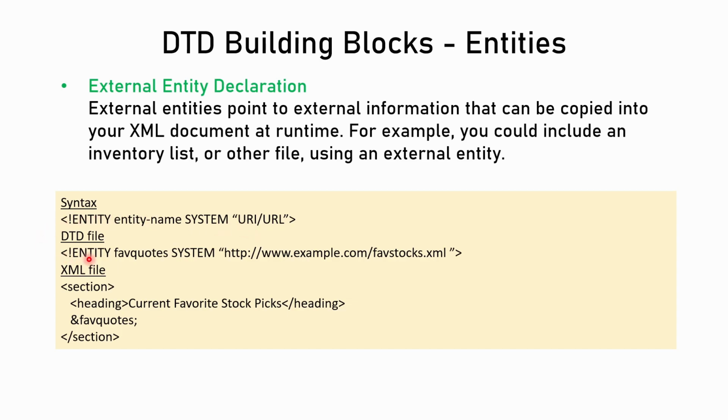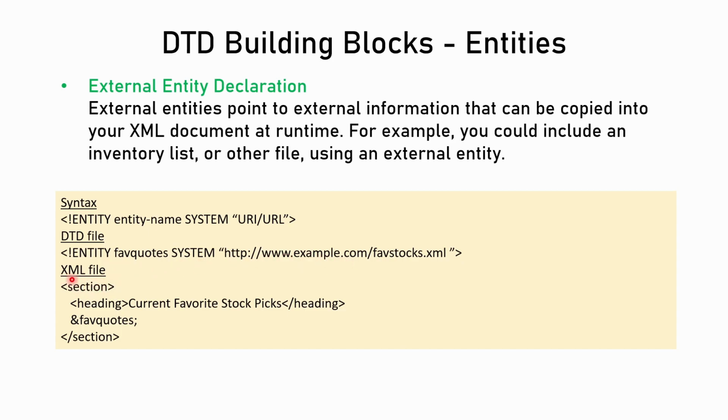So let's see the DTD. In this case, we have defined an entity called favquotes. Next, we have used the system keyword to basically indicate that this favquotes is referencing some external file located on some server. And then we have defined a URL. This URL points to an external XML file, as you can already see. And what we want to do is use this entity to include that XML file inside an already existing XML file.